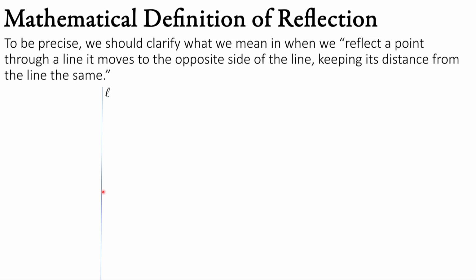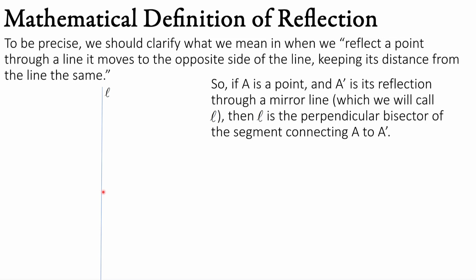Before we go on, we should be precise and define exactly what we mean by when it goes to the opposite side of the line, keeping its distance from the line the same. So let's say my mirror line is this line L. This cursive L is a traditional name that you give for lines in geometry. So if A is a point and A prime is its reflection through a mirror line, then the mirror line L is the perpendicular bisector of the segment connecting A to A prime.